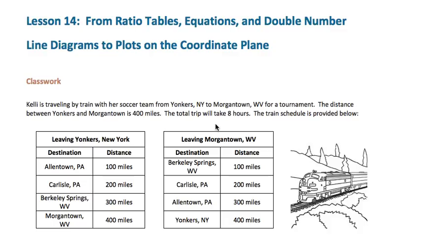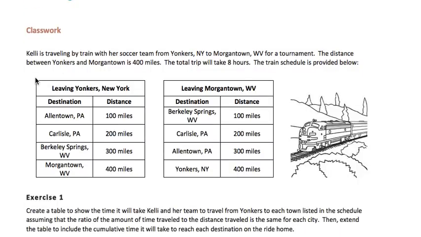Callie's traveling by train with her soccer team from Yonkers, New York to Morgantown, West Virginia for a tournament. The distance between Yonkers and Morgantown is 400 miles. The total trip will take 8 hours. The train schedule is provided below. Please notice the first schedule is for leaving Yonkers and traveling to Morgantown, and the second table is from leaving Morgantown and traveling back to Yonkers.